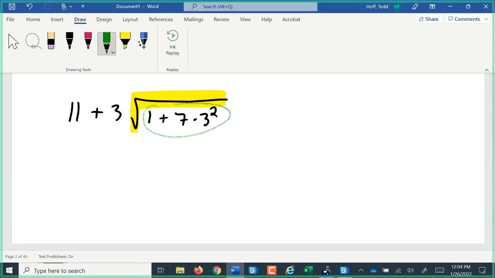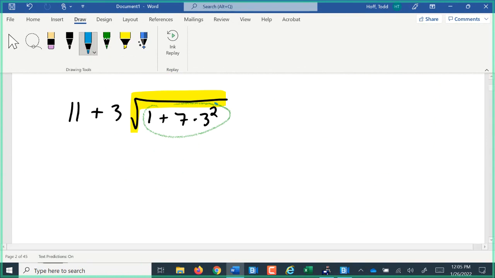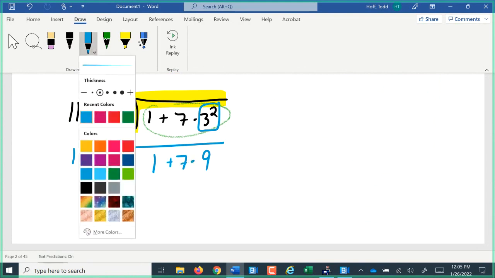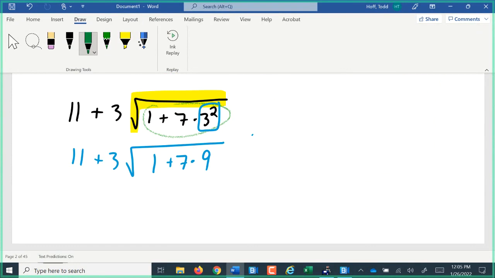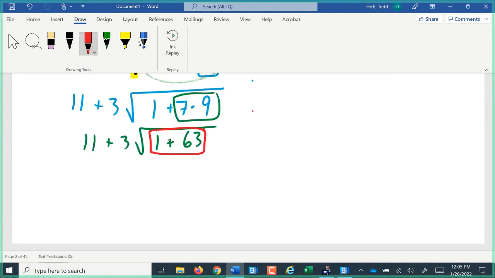So inside there, no other enclosing symbols, there's an exponent, there's a power. 3 squared, which is 9. Replace the 3 squared with 9, everything else stays. Still working inside that radical, multiplication would happen before the addition. So we do the 7 times 9, which is 63. Next, all that's left to do inside the radical is the addition. 1 plus 63 is 64.